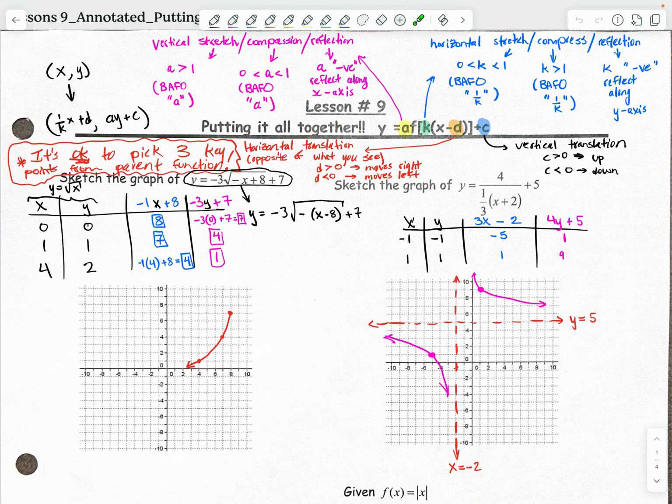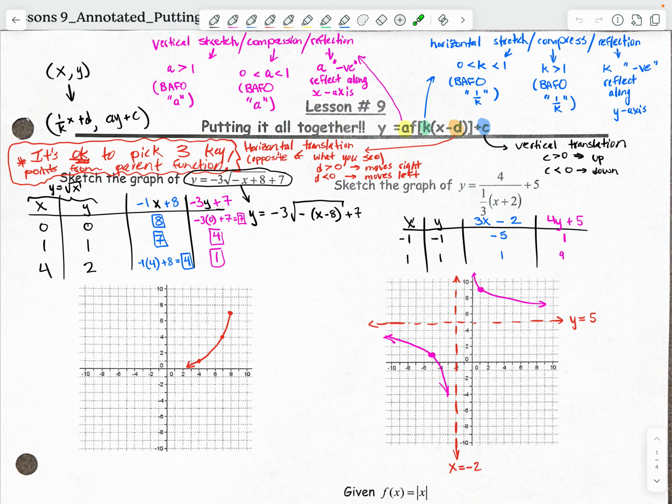Good. So when the magnitude of K is greater than 1, it's a horizontal compression by a factor of 1 over K. So the reason why we have by a factor of in each of these cases for A and K is that this is what we multiply the y or the x coordinates by, respectively, to get the new transformed coordinates, the mapping rule. We'll see this in a second.